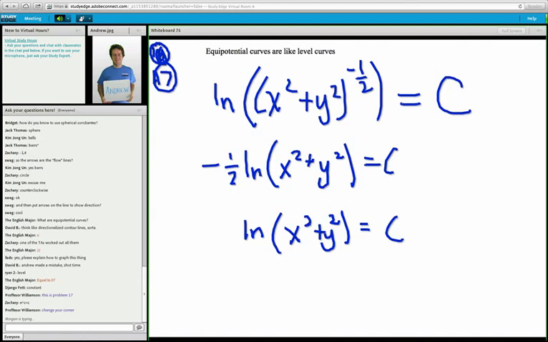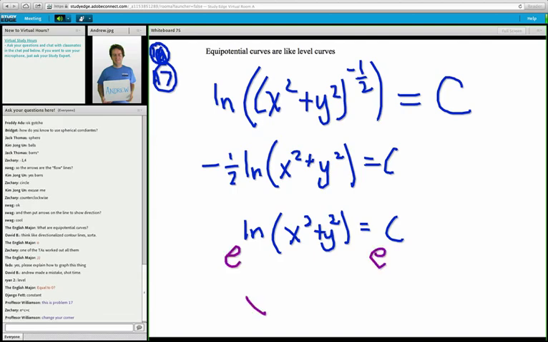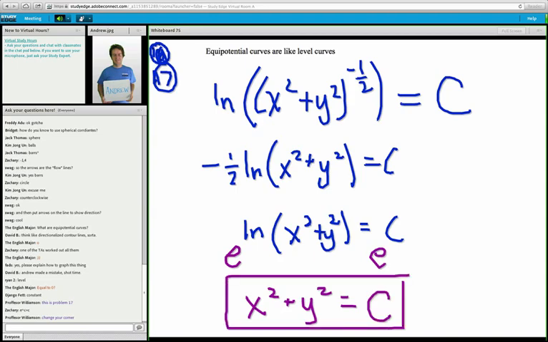In much the same way, I'm going to do e to both sides. I'm going to exponentiate both sides. I'm going to do e to this side, e to this side. E to the ln makes this x squared plus y squared. E to the c is just, again, another constant. So I'm going to say c, and this is why her answer for the equal potential curves is x squared plus y squared equals c. Cool?